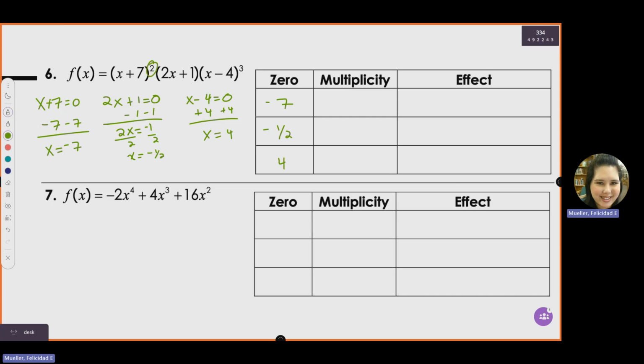-7's multiplicity is 2, and when that is even, it tells me it's going to bounce. -1/2 has a multiplicity of 1. If I don't see an exponent, the exponent is 1, so that's odd, so it's going to cross. (x - 4) has an exponent of 3, so that's my multiplicity, so it will cross.